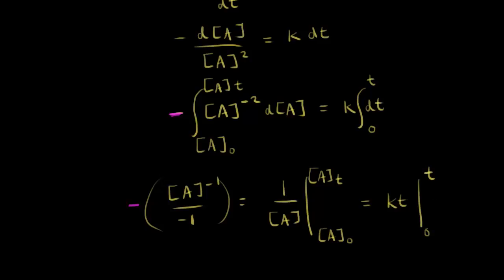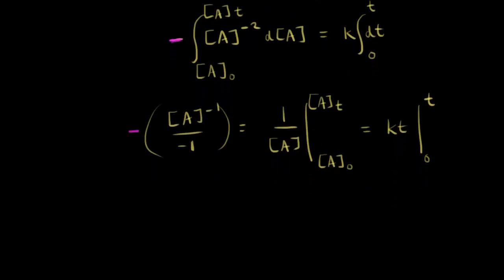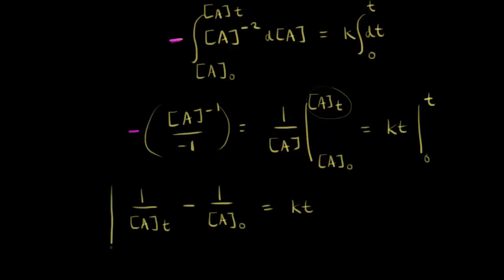Next, we use the fundamental theorem of calculus. So we go ahead and plug in what we have. We plug in this first. So we have 1 over the concentration of A at time t, minus 1 over the initial concentration of A. And then on the right side, this of course would just be kt. So we found our integrated rate law for a second order reaction.